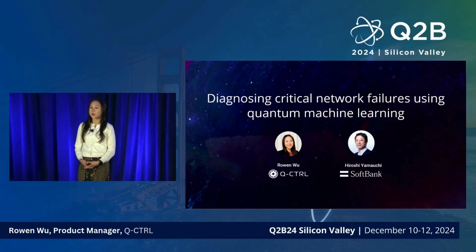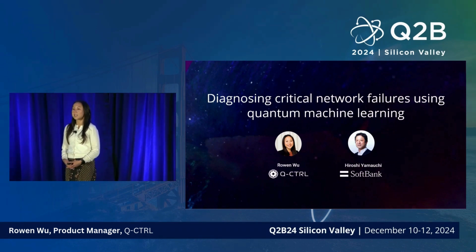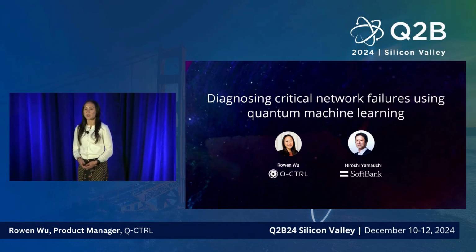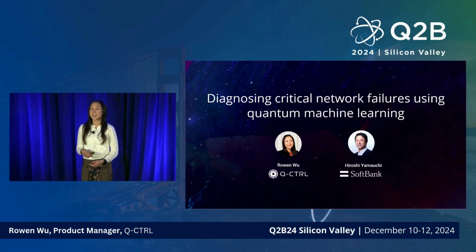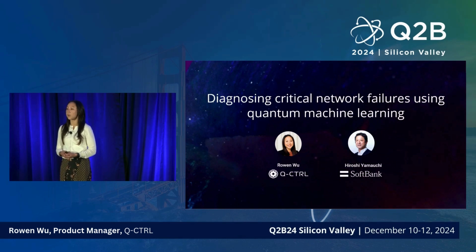I'm Rowen Wu. I'm a product manager at a company called Q-CTRL, and you might notice that there are two faces on that screen, but only one on stage. I will be presenting on behalf of both myself as well as Hiroshi Yamauchi from SoftBank. SoftBank is the main driver of this case study, and they've graciously allowed me to speak on behalf of some of the very interesting and incredible work that they've done.